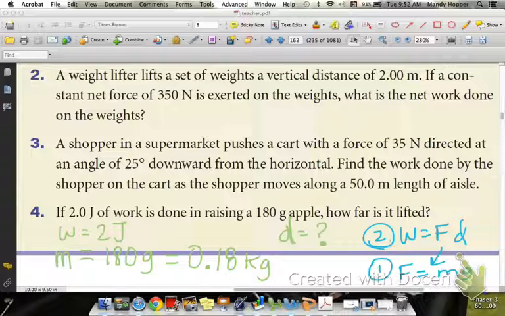When you get an answer, let me know. It's asking for distance, so your answer is 1.1 meters. 2 different steps in this one. You got to find the force first, and then you plug that in to your work equation and find distance. Look at the equation I've got marked as number 1.